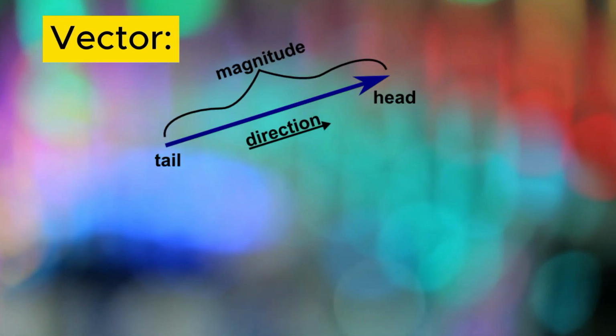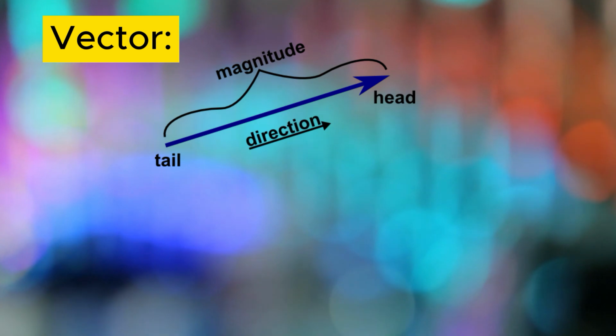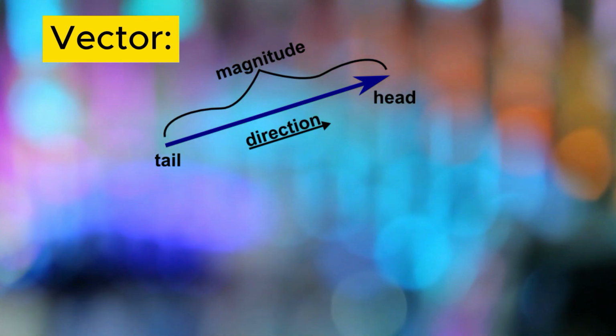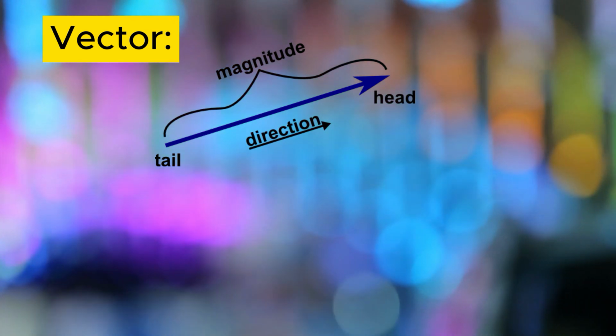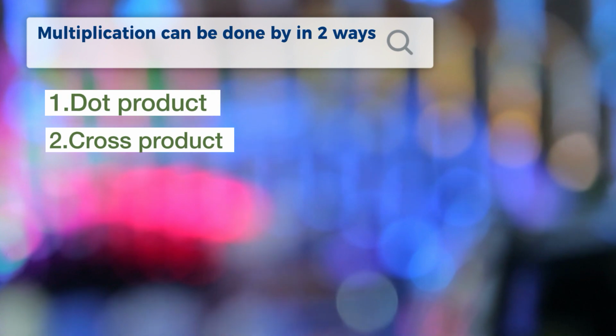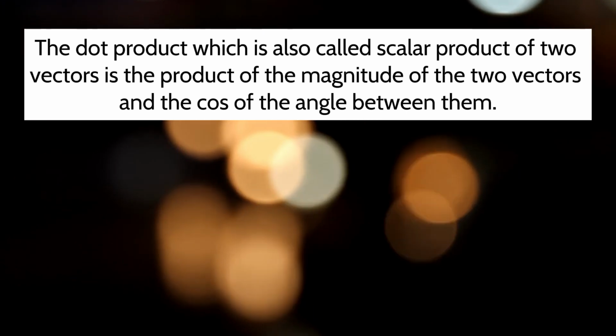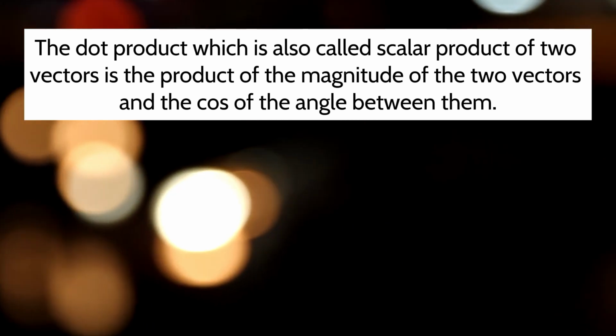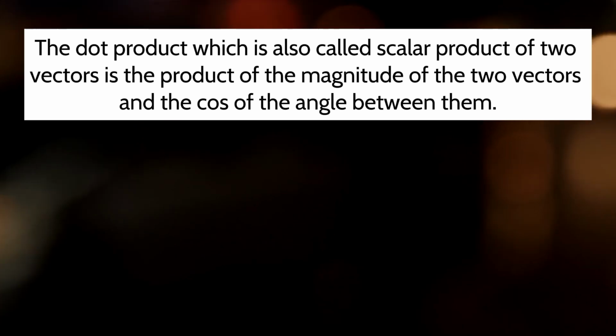A vector is a quantity that has both magnitude and direction. Some mathematical operations can be performed on vectors, such as addition and multiplication. The multiplication of vectors can be done in two ways, dot product and cross product. The dot product, which is also called the scalar product of two vectors, is the product of the magnitudes of the two vectors and the cos of the angle between them.